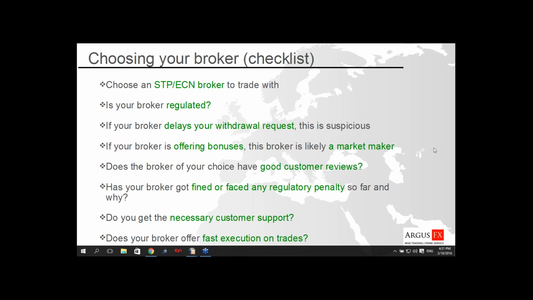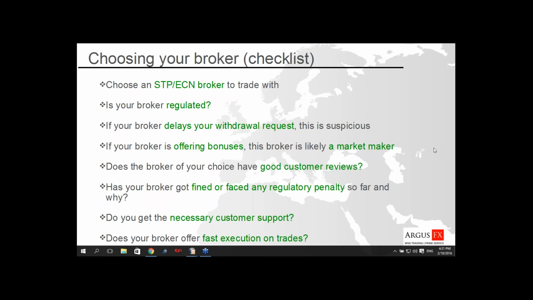The fourth bullet point goes to the market makers. If your broker is offering bonuses, this broker is likely a market maker. We will take you to the moon and back. We will give you this. We will give you that. And highly likely, as you all know, these bonuses are not withdrawable.